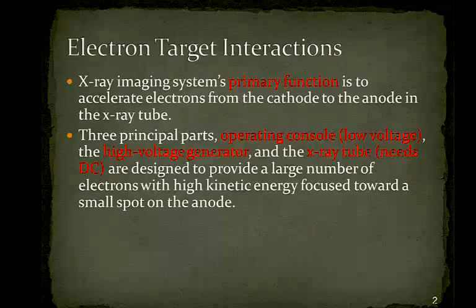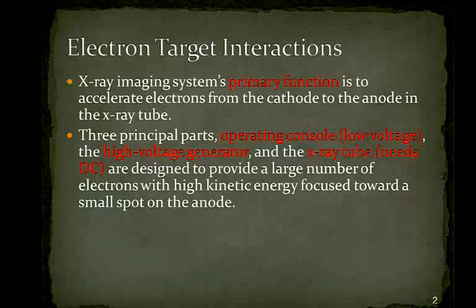X-ray imaging systems, the primary function, as we've already talked about, is to accelerate the electrons from the cathode end to the anode. And remember, it's very important that we understand that it is going in one direction, and because of that one direction, we are able to create X-rays. So it's cathode to the anode, and if we were to reverse that, go from the anode to the cathode, that would not make sense.